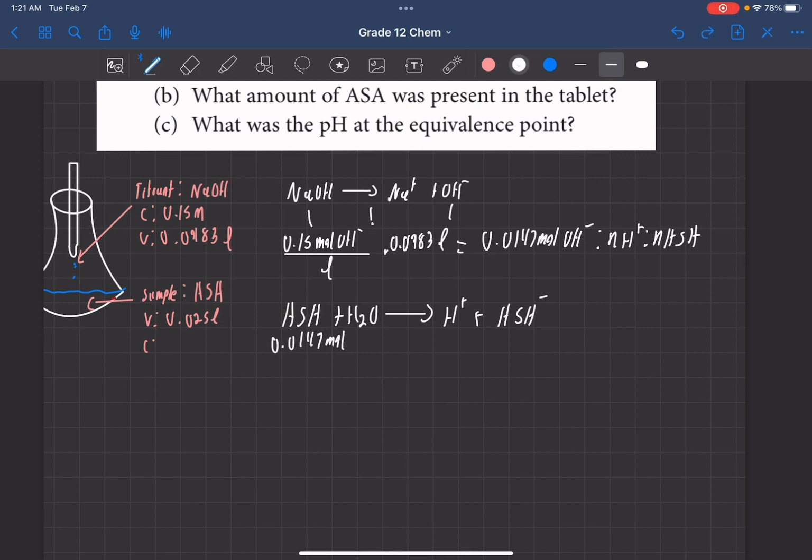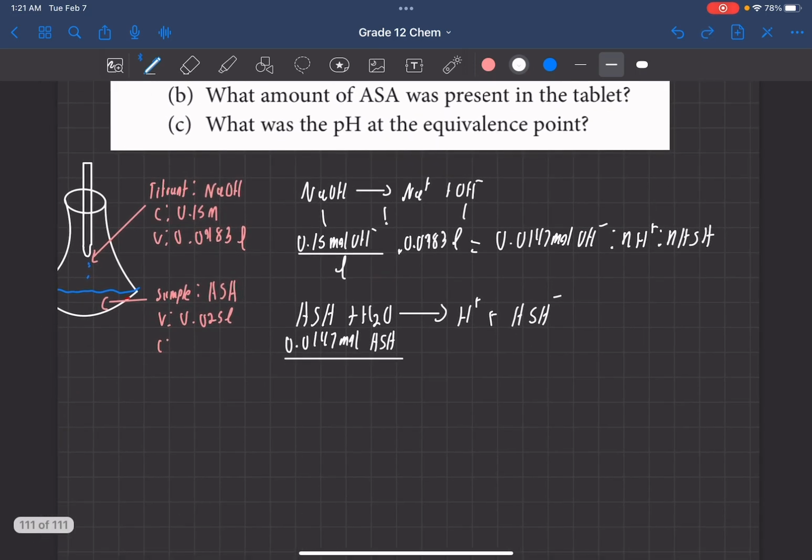So we can say we have 0.0147 moles of ASA per, well, they want the concentration, right? So per 0.025 liters, that being the volume of the sample. So we're left with 0.59 molar or moles per liter of ASA.